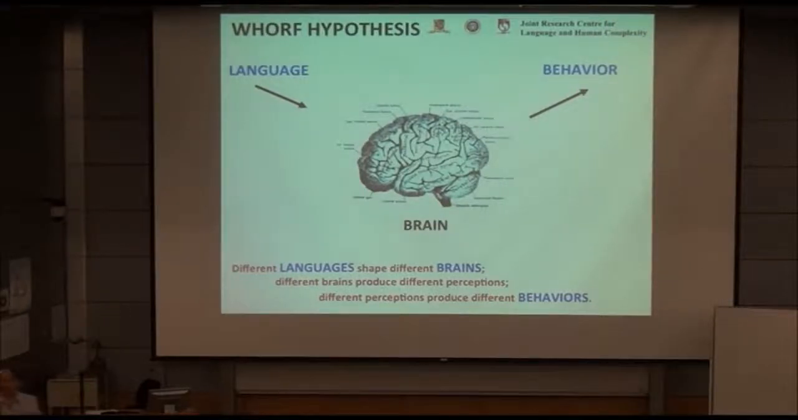So some of you may have already seen this picture from one's previous lecture. Actually, this is essentially a set of hypotheses called linguistic relativity. In this picture, we show that language shapes the brain. So the brain will be different for different languages. Then the different brain will produce different perceptions, and different perceptions are further reflected by different behaviors. So, okay, it's the Whorf hypothesis.